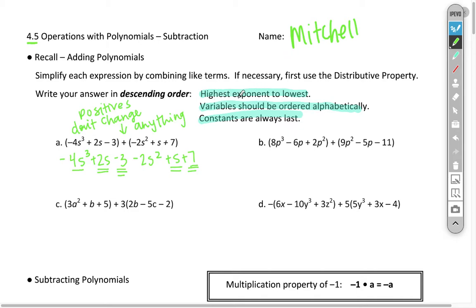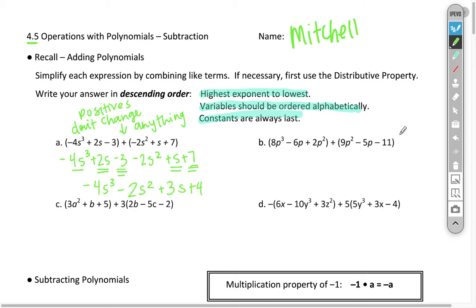So if we write this with the highest exponent to the lowest, alphabetical variables and constants at the end, when we combine this, we'd have negative 4s cubed, because that cubed exponent goes first. Then we'll bring down this negative 2s squared. And then we've got 2s and s. That's going to give us 3s. And then we'll do our constant, which we have negative 3 and positive 7 is going to give us positive 4.